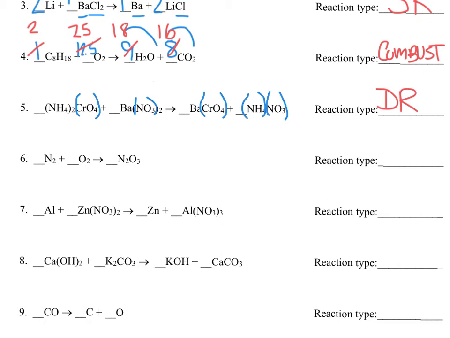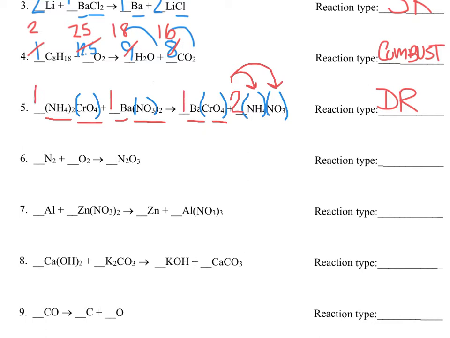and I think that'll help us balance things out a little bit better. So if you look, ammonium, NH4, there's two of them. So I'm going to put a 2 here to give me not only 2 ammonium, but also 2 NO3s, which are nitrates. But now that I have that, 2 nitrates, I also have 2 on the reactant side. I've got 1 barium on each side, 1 chromate on each side, and I end up balancing it out.